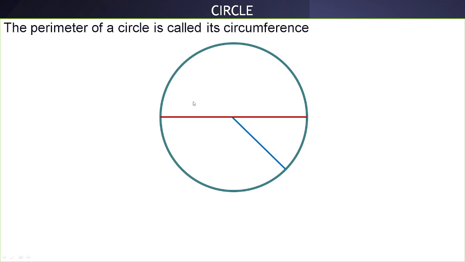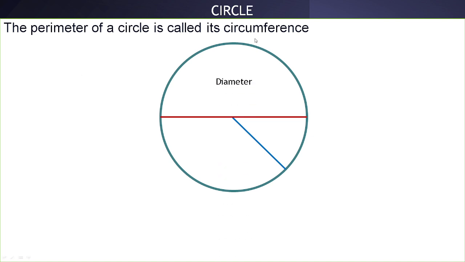Now when it comes to circles, the perimeter of a circle is called its circumference. So we don't refer to the distance around a circle as its perimeter, we refer to it as its circumference. Remember that, grade 9 learners.